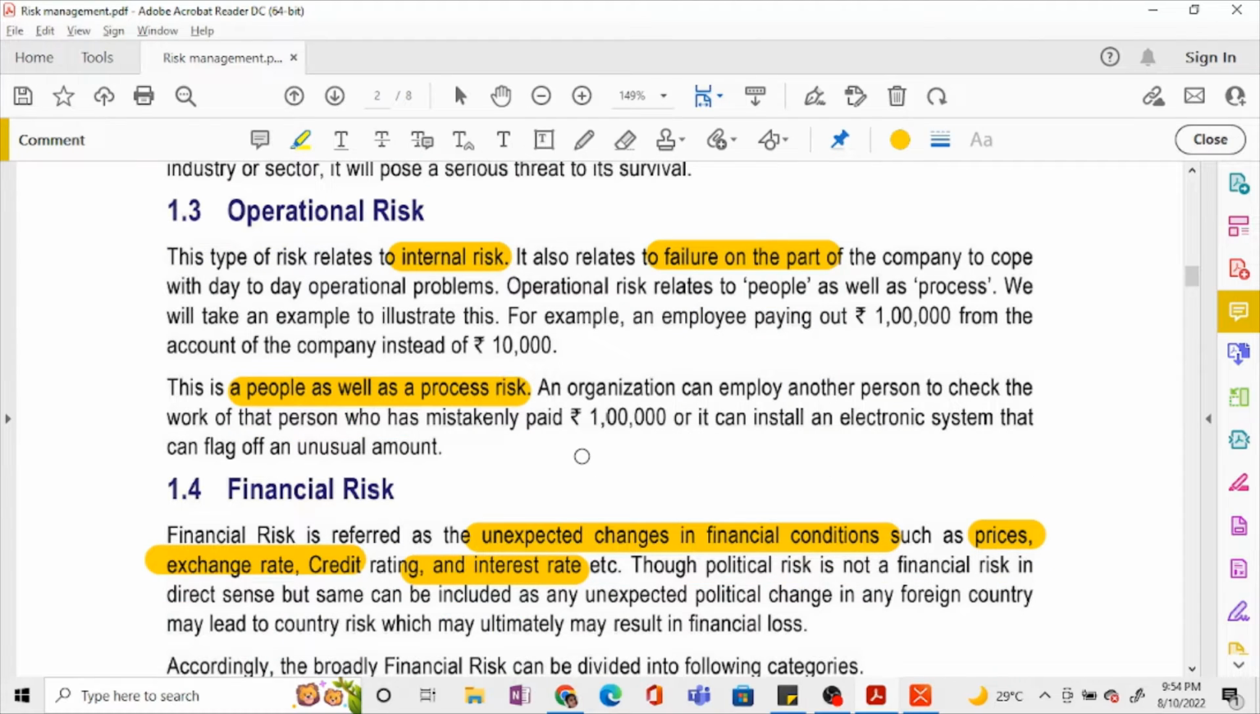And then operational risk. Operational risk is the internal risk within the organization. Whenever the organization fails to meet daily operational needs, for example, working capital may be down. These are certain operational risks which may be faced by the organization. There is people risk as well as process risk. People risk means labor difficulties. Process risk means the machines may not work properly. These are the various types of operational risk that may occur. If they fail to meet their problems, that is called operational risk.